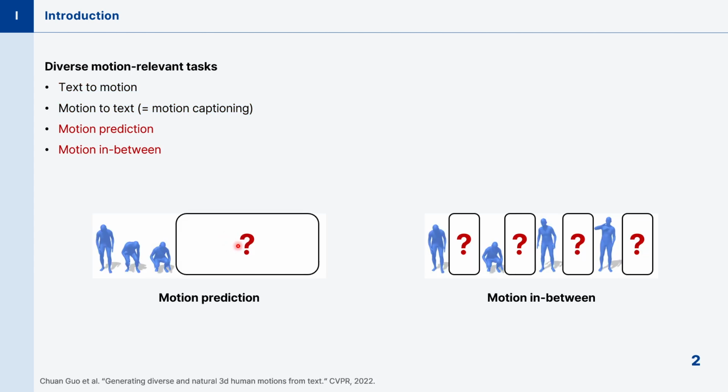Motion prediction and motion in between are motion-to-motion tasks. So, motion prediction is a task of predicting future motion frames from given past motion frames. And motion in between is a task of generating the motion of the remaining frames given the motion of the key frames.